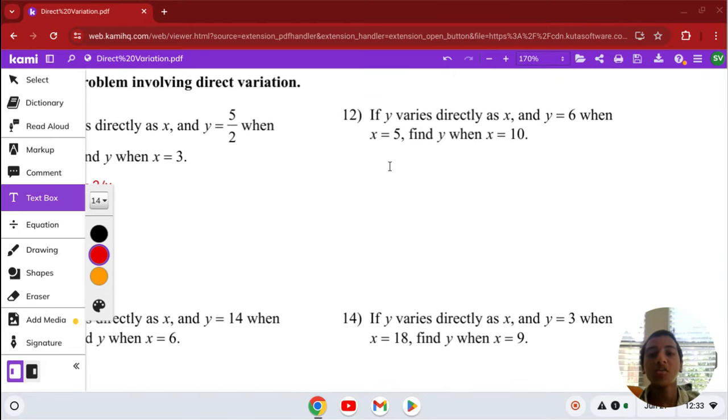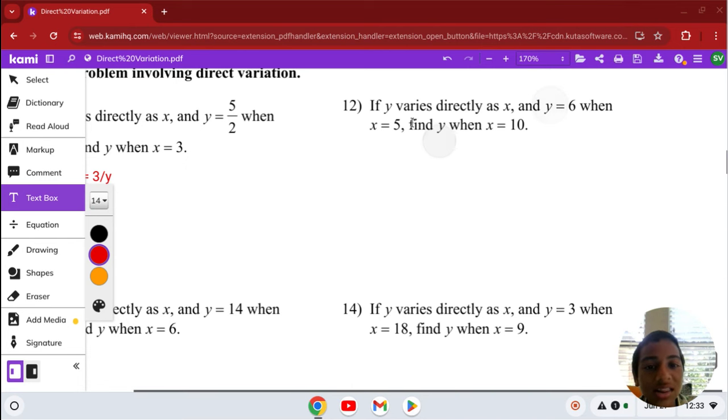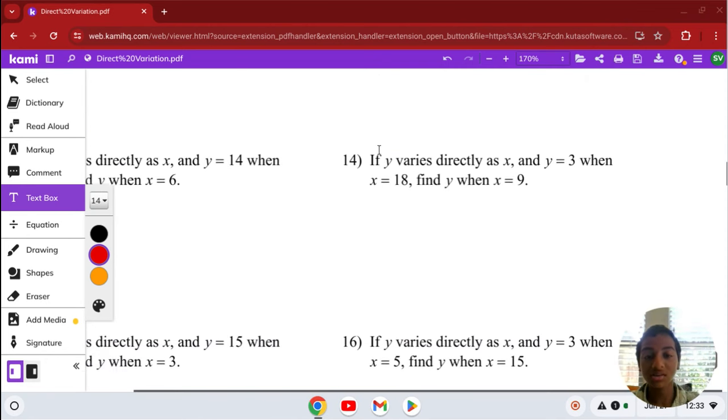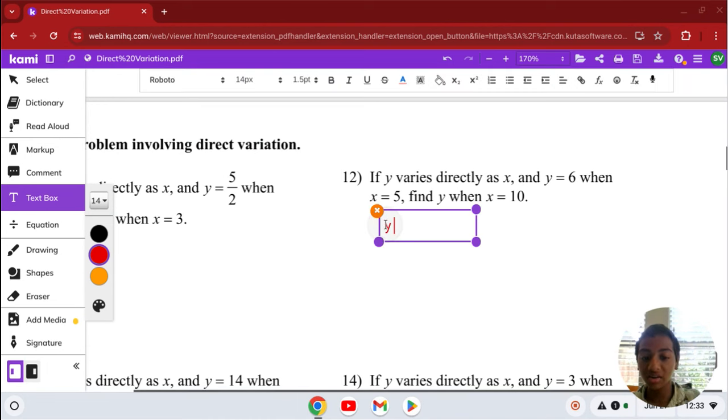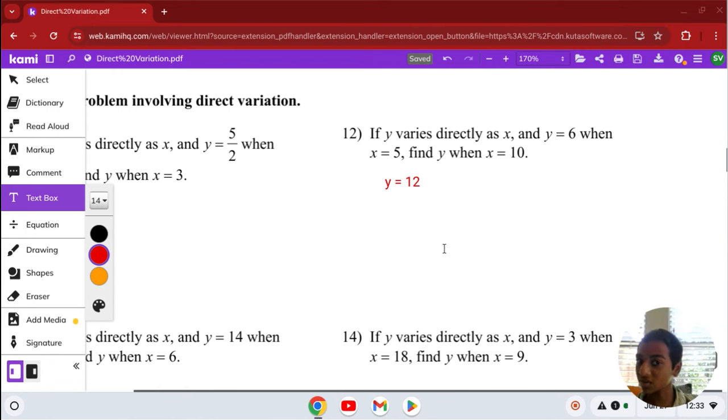Now number 12. If y varies directly as x, y equals 6 when x equals 5, find y when x equals 10. This one is actually pretty simple. What you can do is a shorter method. To get from 5 to 10, we multiply by 2, okay? That means we multiply 6 by 2. That's our new y. So y equals 12. 12 is our answer in number 12.